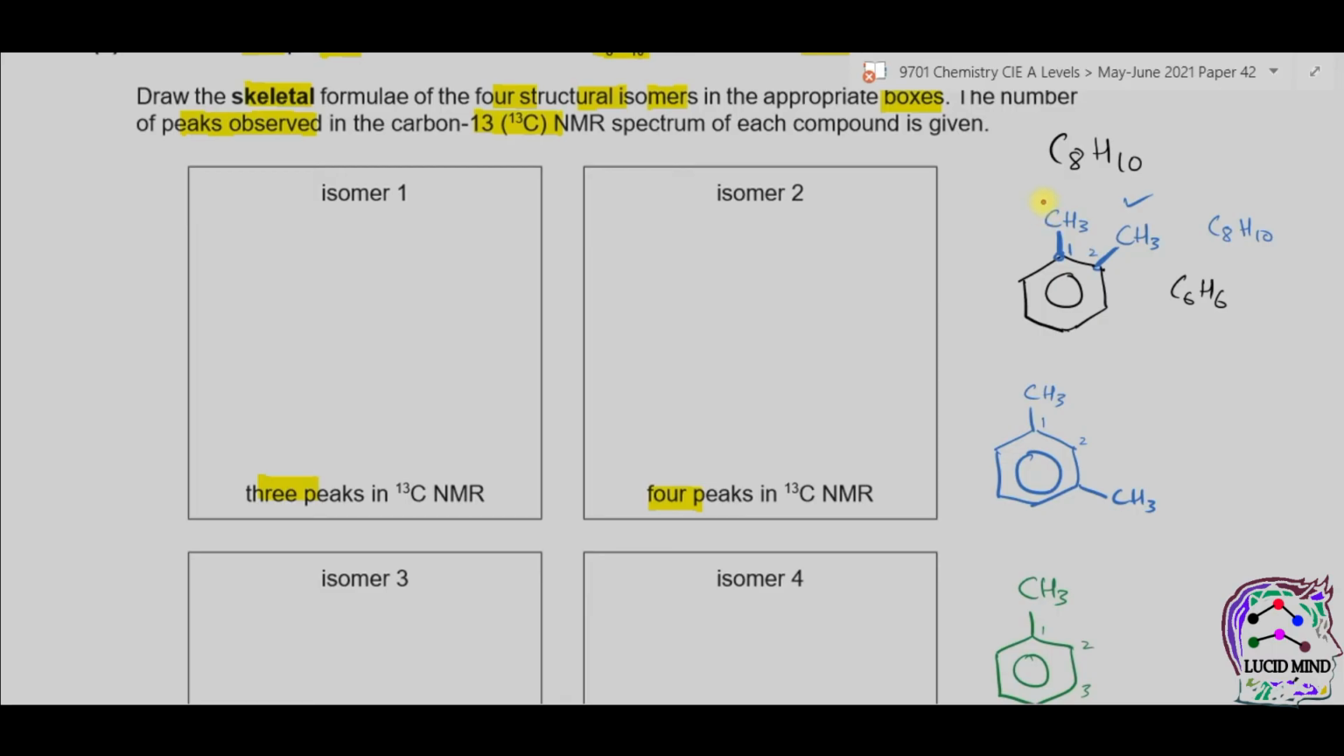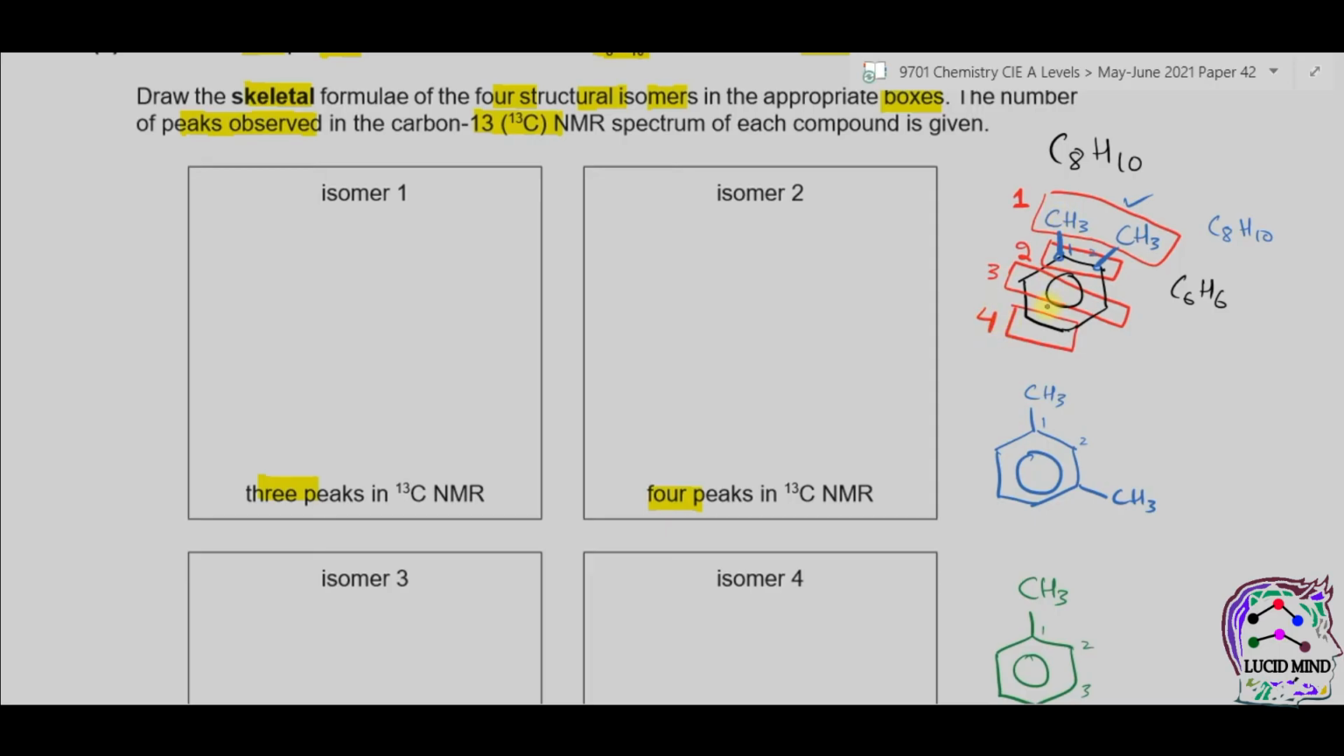Now in the first structure we can see that this CH3 is identical to this CH3 as both are attached to the carbon atom of benzene ring having no hydrogen atom. So we have 1 peak. Then we can see that this carbon and this carbon are exactly similar because both carbons do not have any hydrogen atom and both carbons are attached to CH3. So this is second peak. Then we can see that this carbon and this carbon are identical as both are the same distance away from these carbon atoms. So this will give peak 3 and these two at the last they will give peak 4.